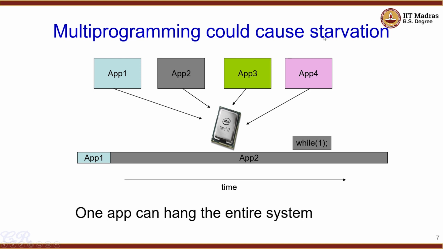What do we mean by starvation here? We call it starvation if we have applications like app 3 and app 4 which want to execute on the CPU but are not given the chance to execute. Application 3 and app 4 never get a chance to execute, and therefore we say that these applications are starved. So how do we solve this problem?